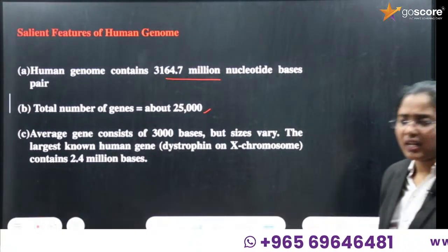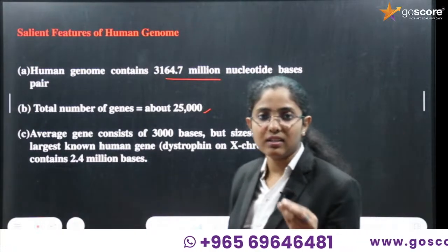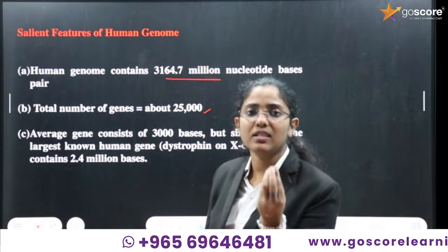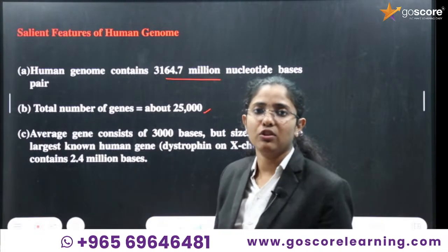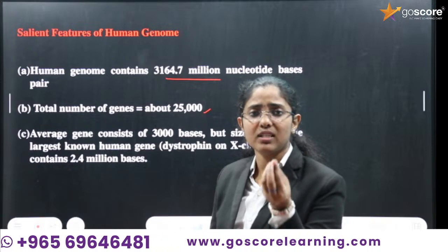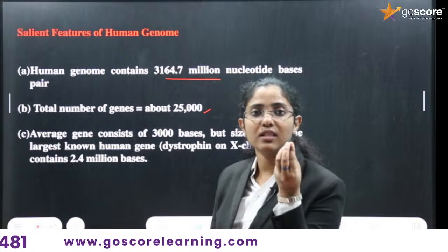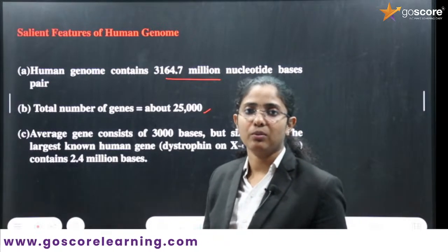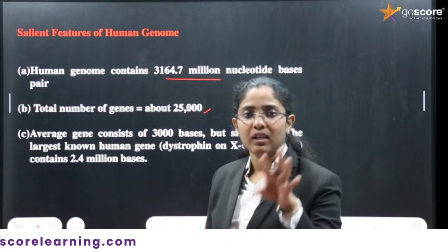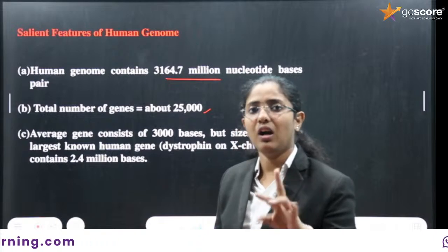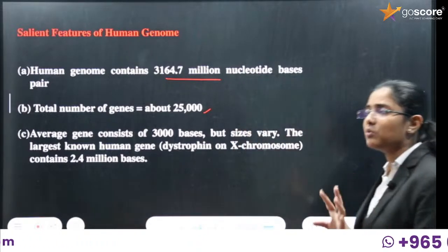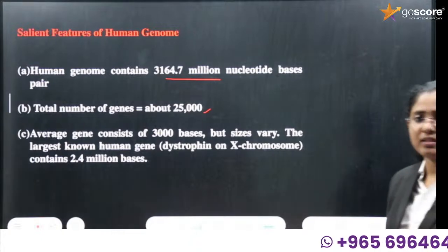So see, we can consider the hair color. The hair color is present as one of the genes in the chromosome. Eye color is also present as one of the genes in the chromosome. Skin color is present as one of the genes in the chromosome. If any alteration happens, everything will be altered. So 25,000 genes were identified and studied.